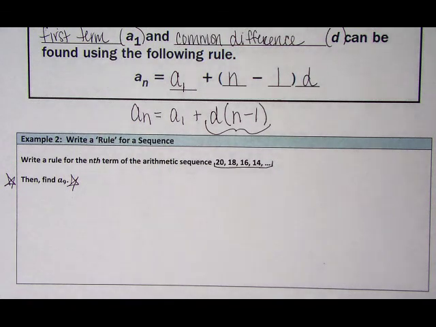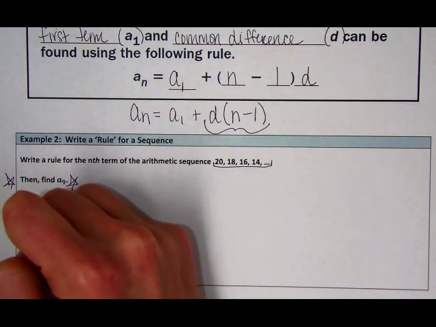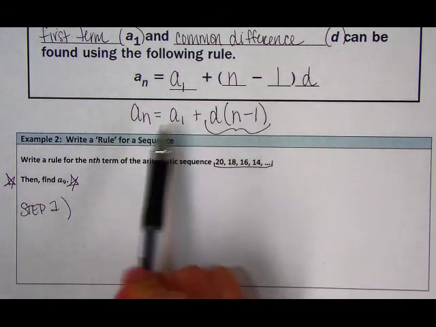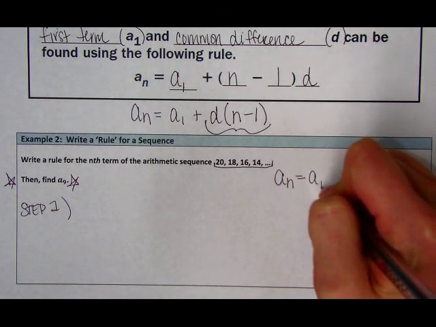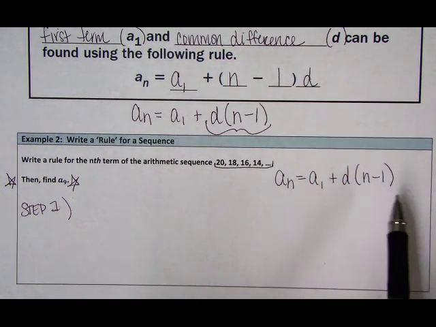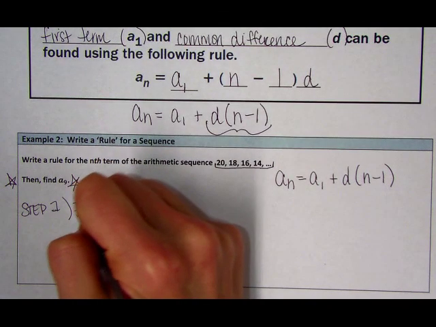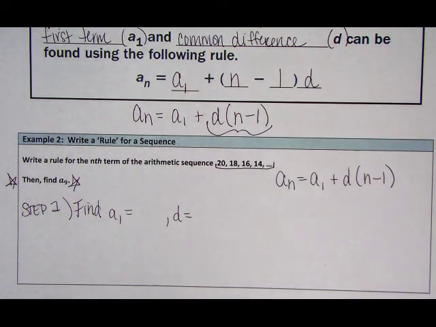Okay, so the first thing we're going to do is come up with the rule, and to do that, we're going to use this equation up above. So for step 1, we're going to find our first term. In order to be able to use this equation, a sub n is equal to a sub 1 plus d times n minus 1, there are pieces of information that we need to know. We want to find what your a sub 1 is and what your common difference, your d, is. Those are the two pieces of information we need.